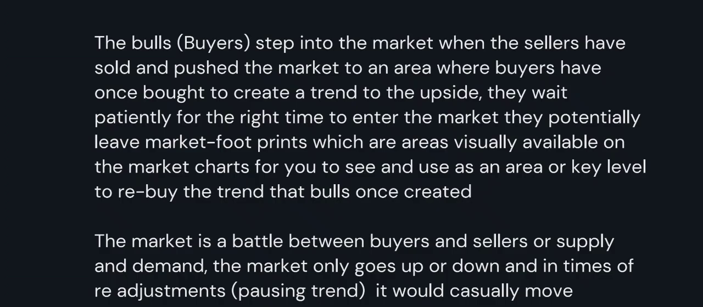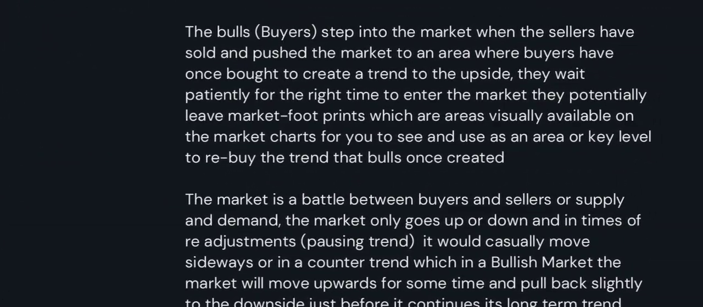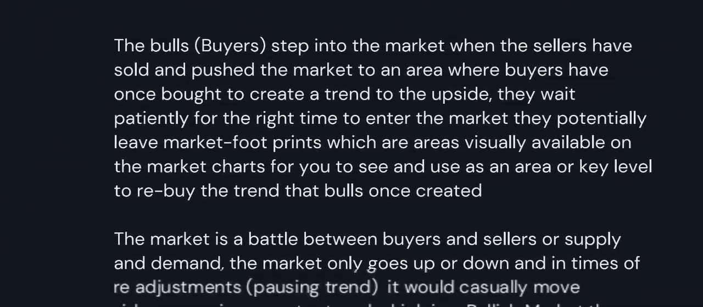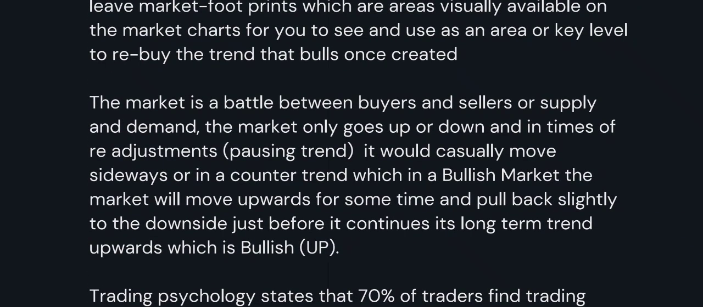Footprints are just areas where buyers once bought, and you can see that on the charts visually to prepare you, so when the prices revisit those areas, you can also buy in. These areas are visually available on the charts, as I said, for you to see and use as an area or key level to rebuy the trend that bulls once created. The market itself is a battle between buyers and sellers, or supply and demand.